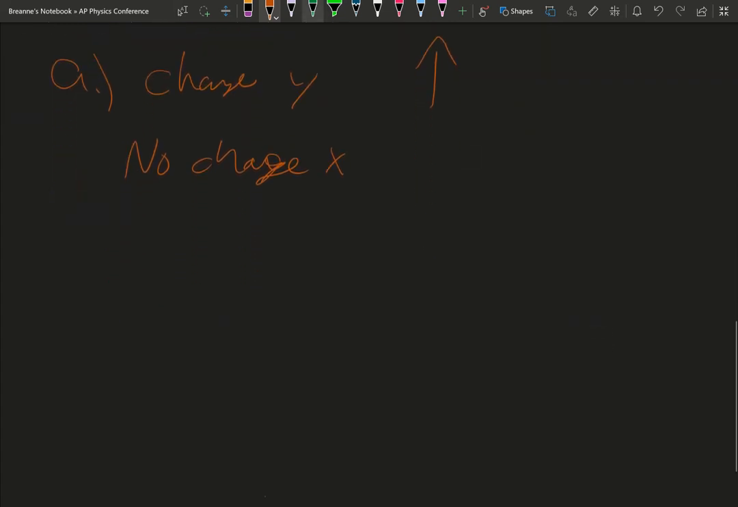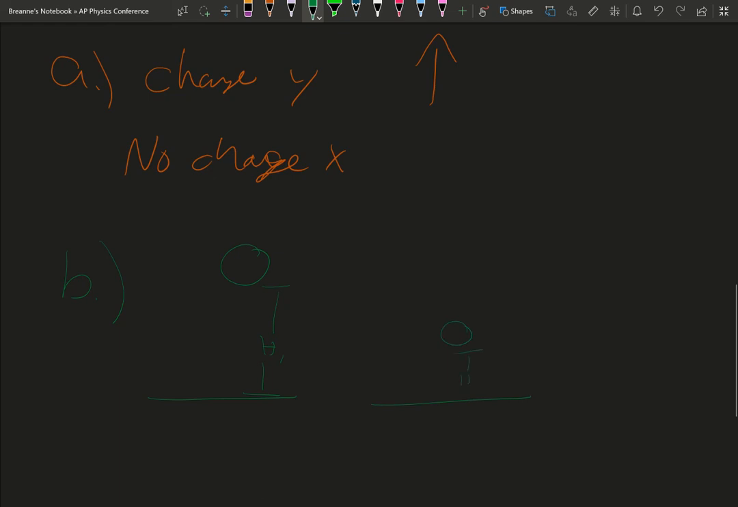Part B. It says, on a ball of mass m, and there's a little diagram. Let me draw a little diagram. So we have a ball. It's saying that it's at height h1. We have another little diagram that's saying it had h2. This is before, and this is after it hits the ground.